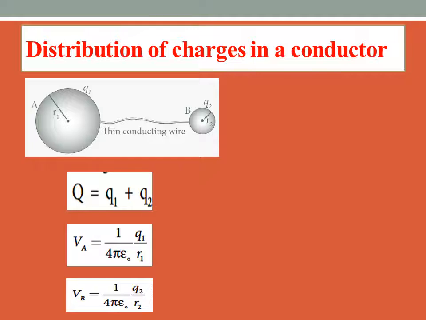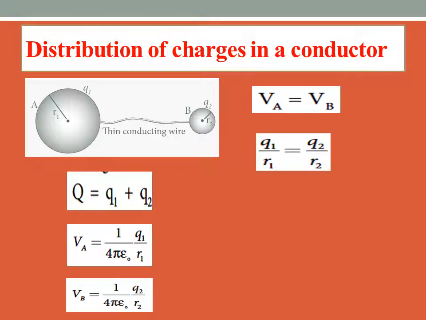Similarly, the electrostatic potential at B is VB, which is equal to 1 by 4 pi epsilon naught Q2 by R2. Since the surface is an equipotential surface, the potentials are going to be the same. So VA will be equal to VB. Just substitute the values of VA and VB and cancel the like terms. 1 by 4 pi epsilon naught will get cancelled, so you get Q1 by R1 is equal to Q2 by R2.